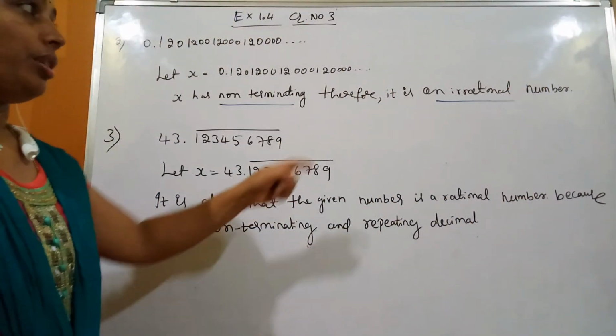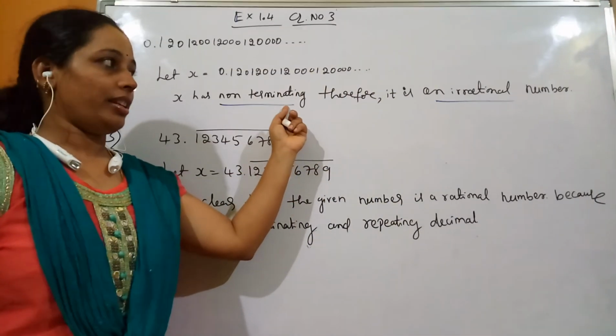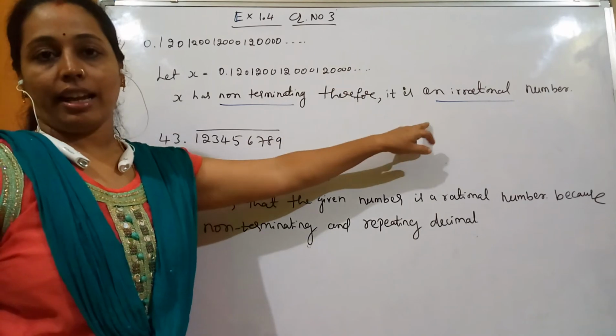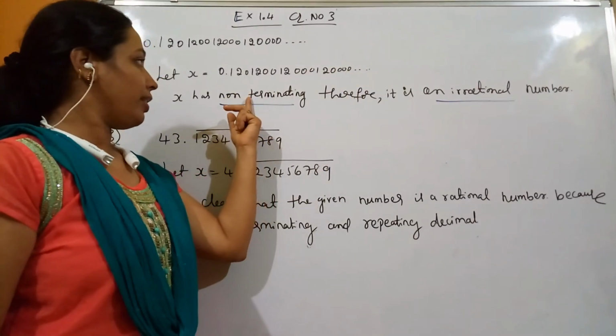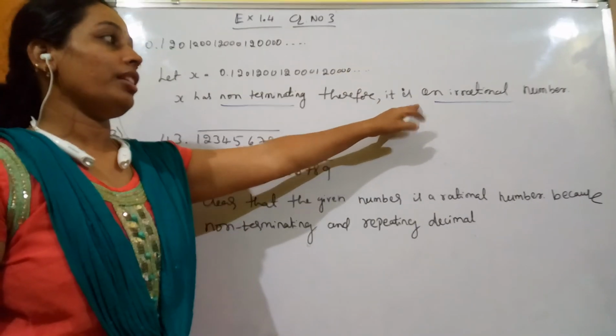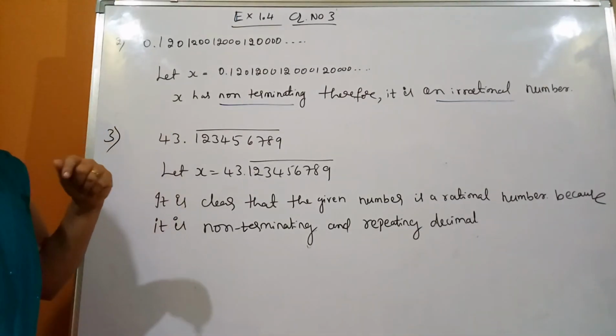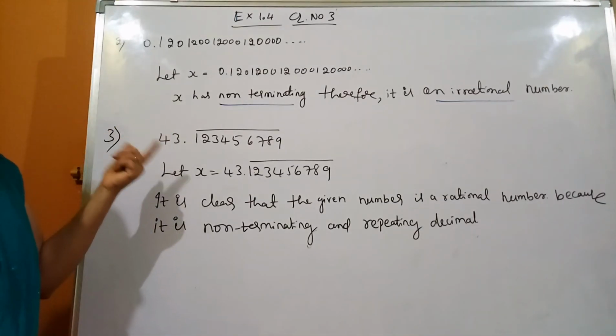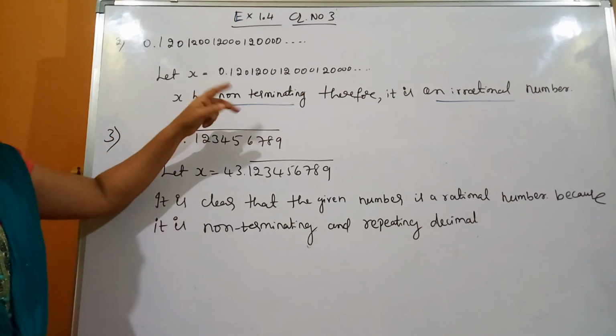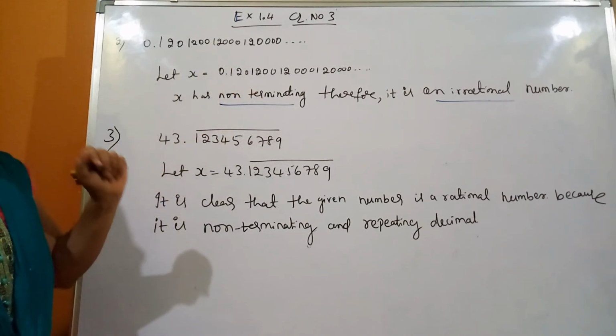Have you understood? So, it is non-terminating. If it is terminating, it is a rational number. If it is non-terminating, then it leads to an irrational number. So, we cannot express it in the form of p by q. If it is a rational number, we can express it in the form of p by q, and it is non-terminating also.